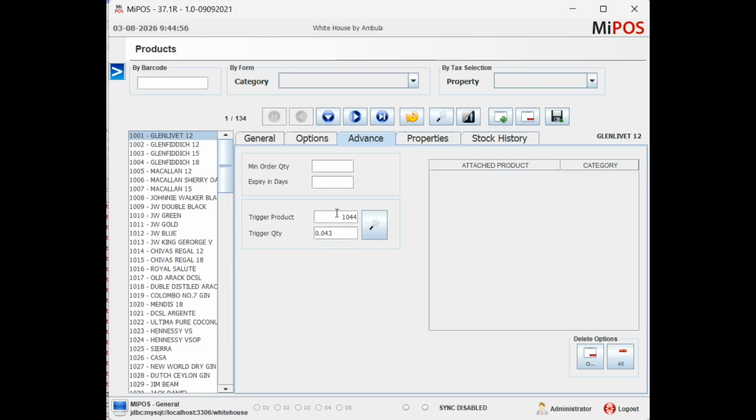So what I do is I have a bottle. My product is 1044. And what I want to do is every time I sell Glenlivet 12 as a shot, I want to reduce 0.043 of a bottle, which gives you, when you sell 23 shots, as close as a range of a bottle, so that you can stock control your bottle and then sell a shot.